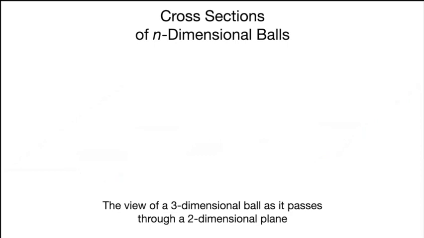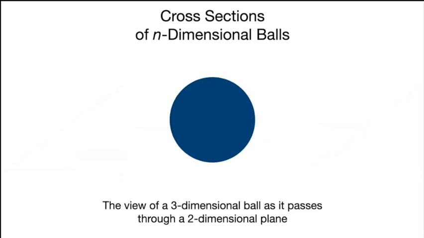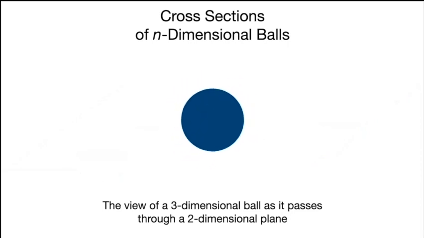So for example, if we had a ball and it was to pass through the plane, it would be nothing, nothing, nothing, and then a point would appear, and then a disk, and it would grow, and the disk would shrink, and you get a point, and then nothing again. So this is what it would look like if a three-dimensional ball were to pass through the screen in front of you, right?